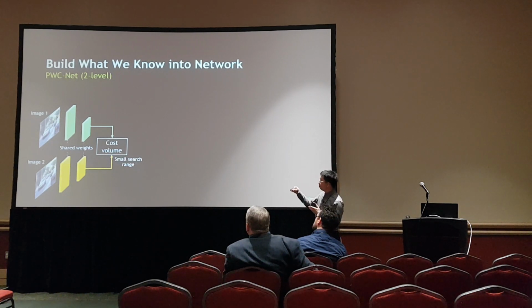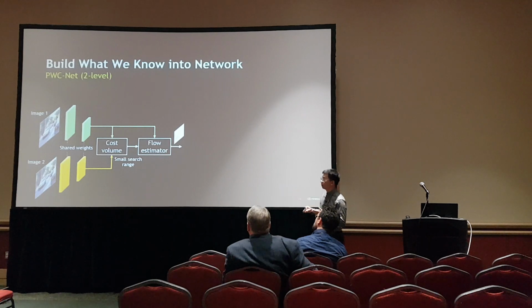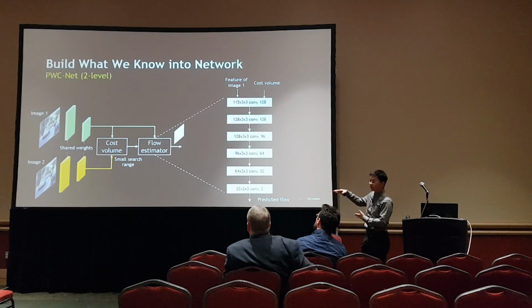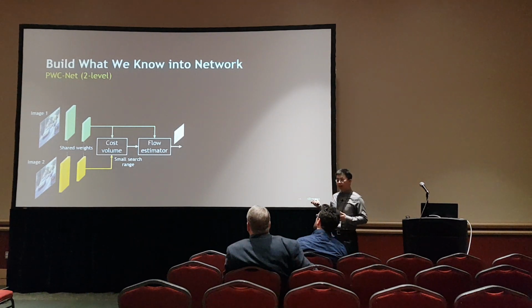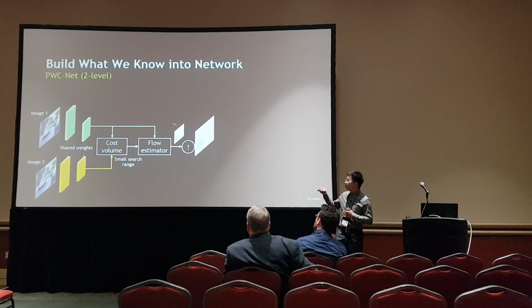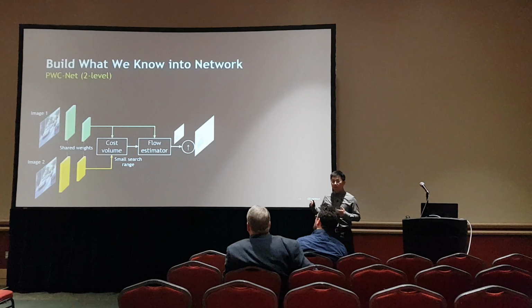Then, given the cost volume, we can give the cost volume and features of the first image to a flow estimator, which is a multi-layer CNN that projects the input to the optical flow. So given the flow estimate in the first frame at the small scale, we can upsample and rescale it to the next level.